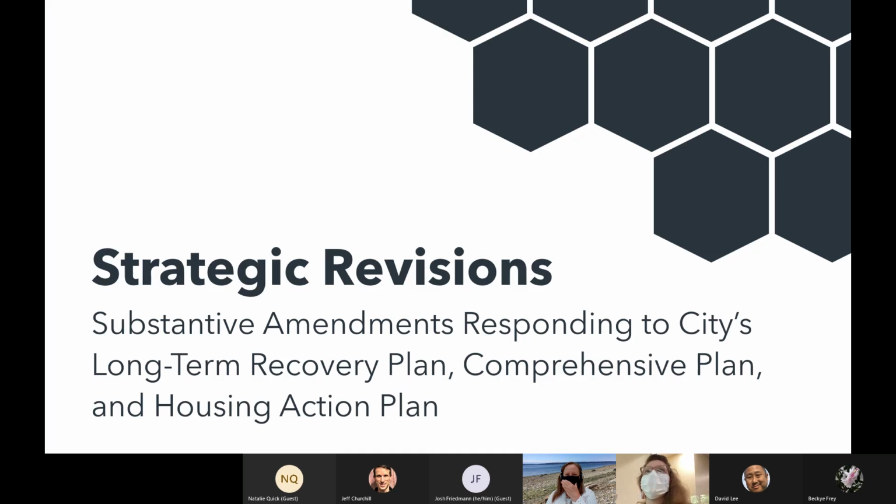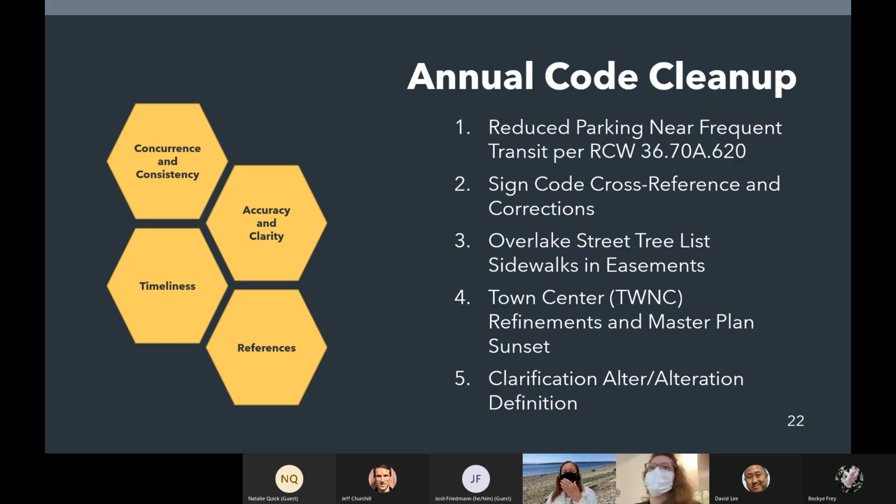And Kim, is it okay if I go ahead and walk through at least the Town Center? Yes, let's move cleanup one back, just because. Yes, thank you.